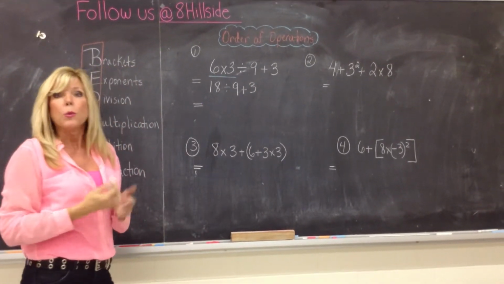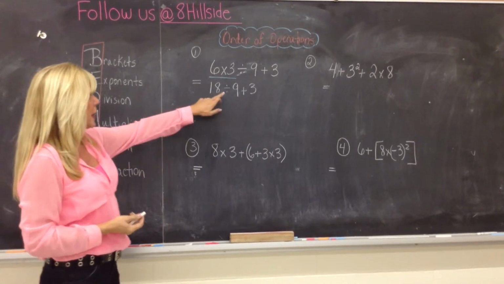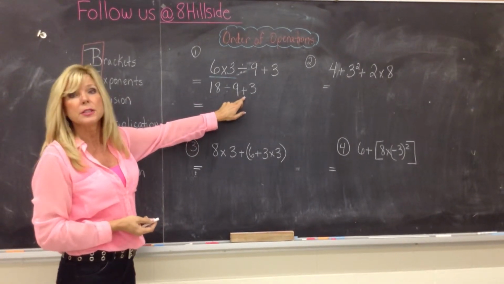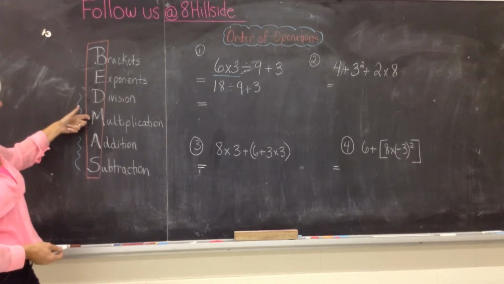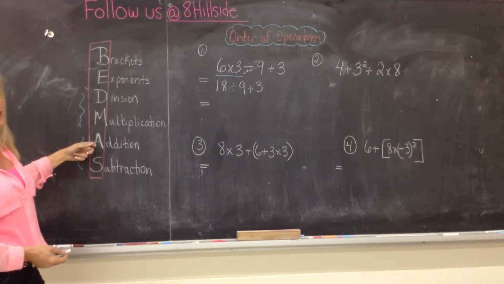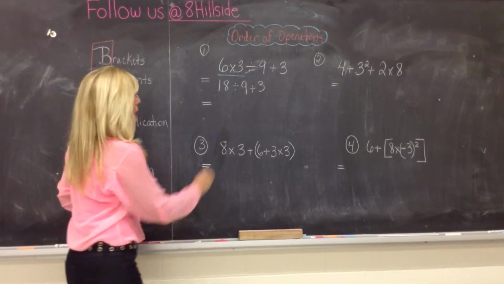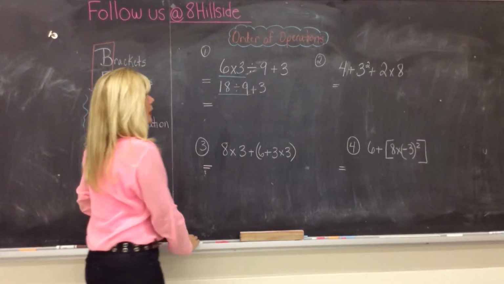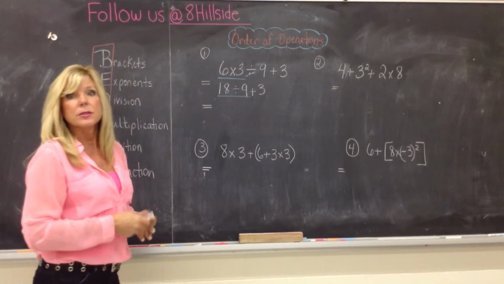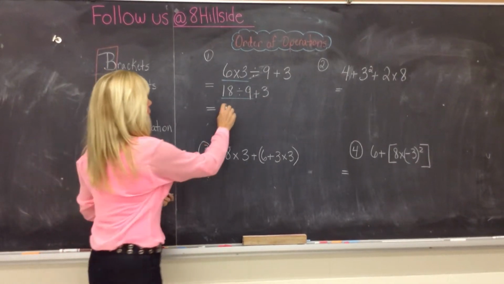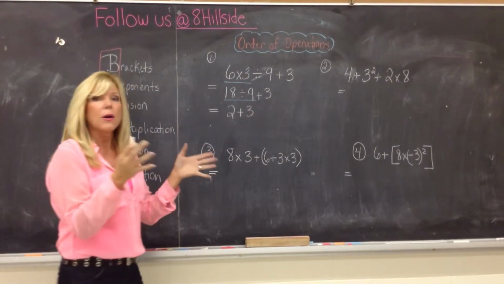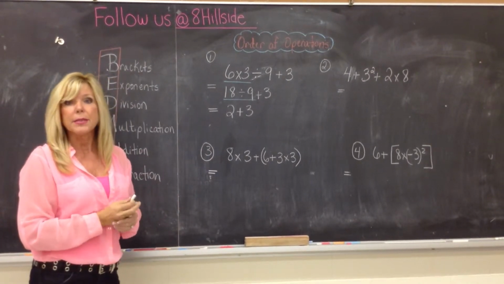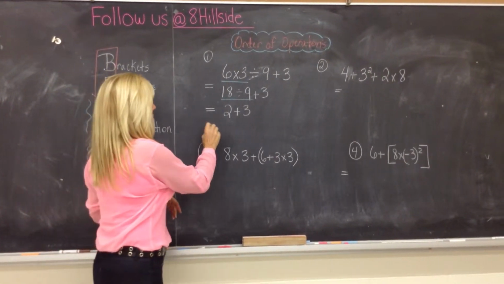Then I look to see what am I going to do next. Okay, I have a division sign and I have an addition sign. So I look at BEDMAS and I've got my division, which comes before addition. So I'm going to do that next. I'm going to underline 18 divided by 9. Then I can answer that part, which is 2. And I still have a plus 3. Now I've worked my question down far enough that I'm able to answer it. So my answer is 5.